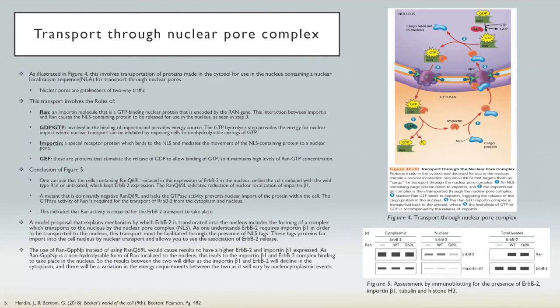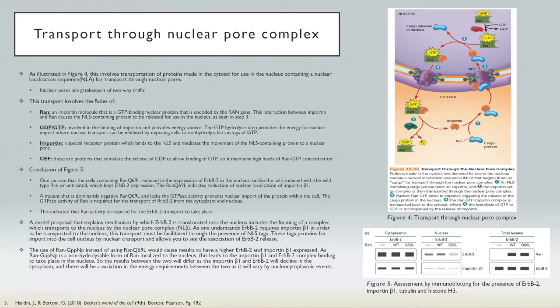A mutant that is dominant negative, like Ran Q69L, and lacks the GTPase activity, prevents nuclear import of the protein within the cell. The GTPase activity of Ran is required for the transport of ErbB2 from the cytoplasm to the nucleus. This indicated that Ran activity is required for the ErbB2 transport to take place.